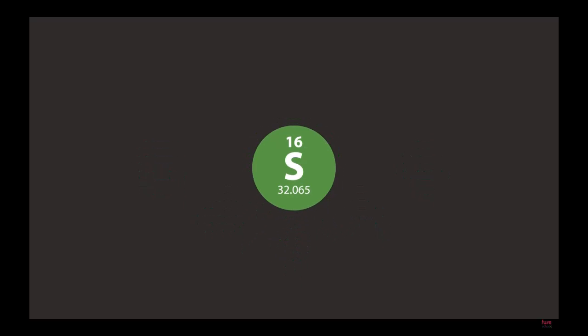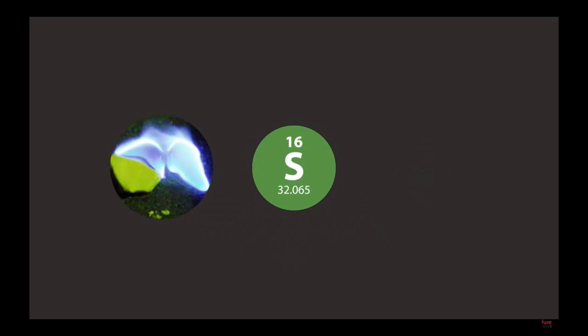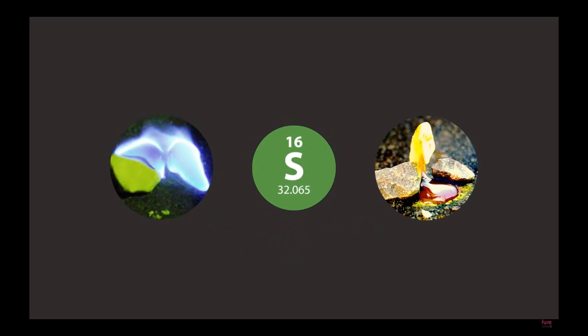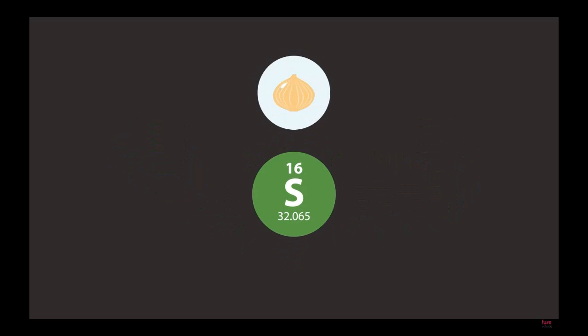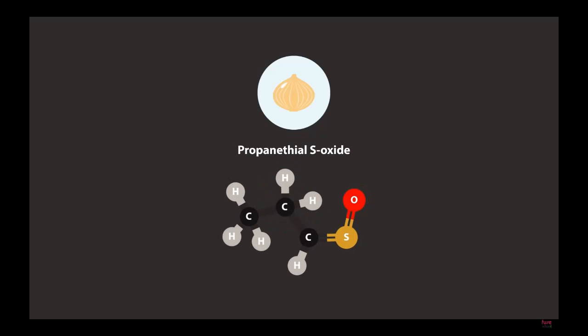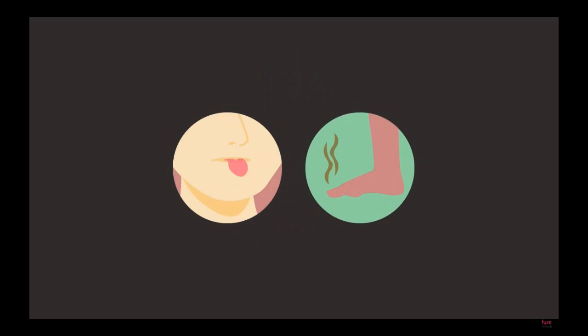Yellow elemental sulfur burns with a blue flame and melts into a deep red liquid. Its many compounds can be found in everyday life. Does cutting onions reduce you to tears? The sulfur-containing compound responsible for this is a known substance that makes your eyes produce tears. Stinky feet and bad breath, blame those on sulfur-containing compounds too.